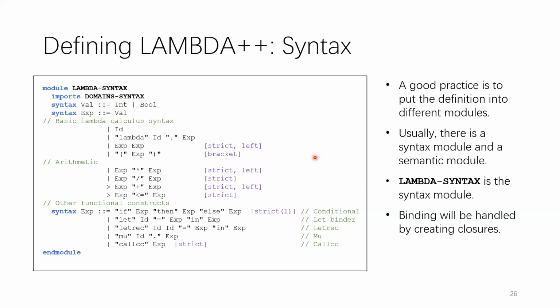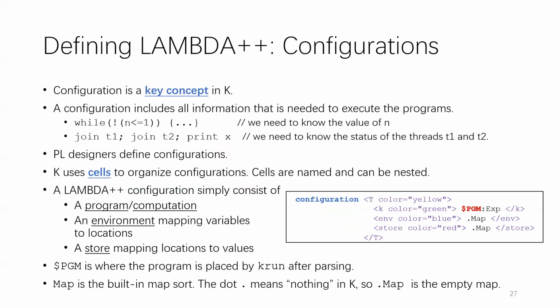And as usual with this syntax module, K can give us a parser of Lambda++, as in the language Lambda calculus. Now, let's follow the K workflow and define the program configurations for Lambda++. So configuration is a very important concept in K. It includes all the semantic information needed to execute the programs.